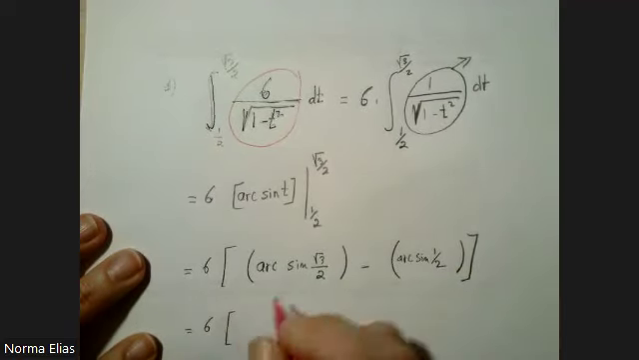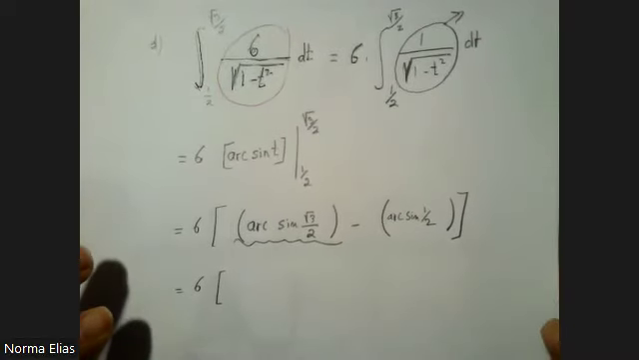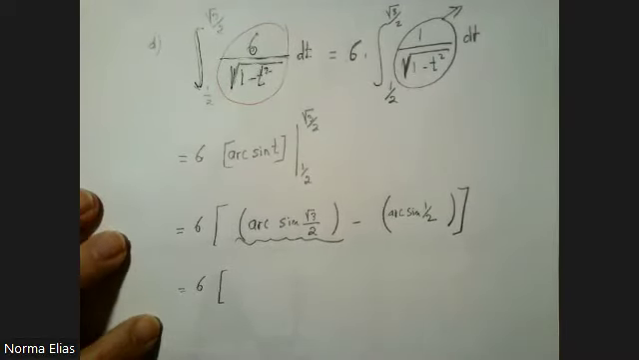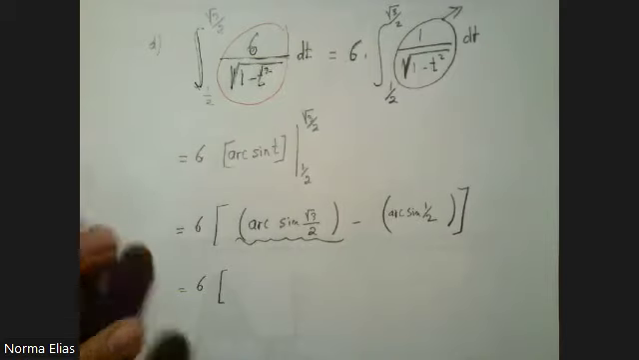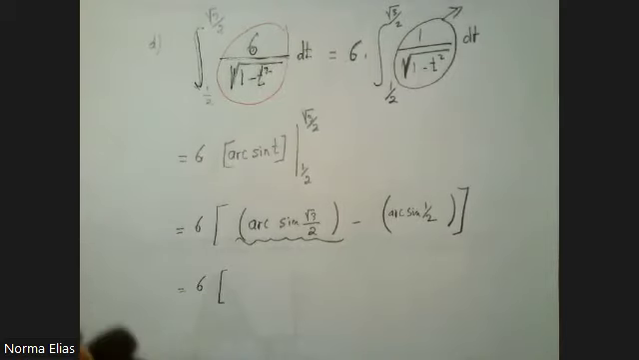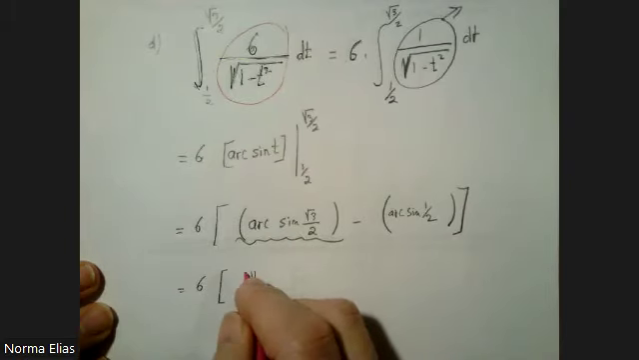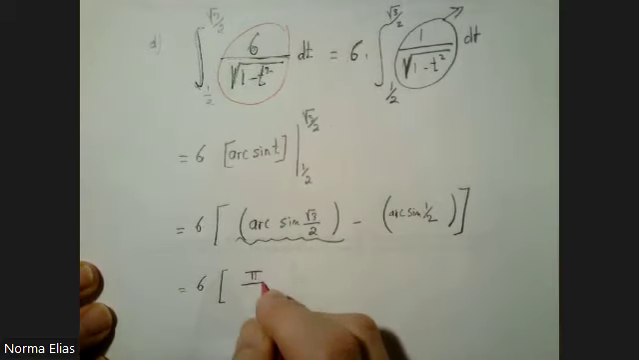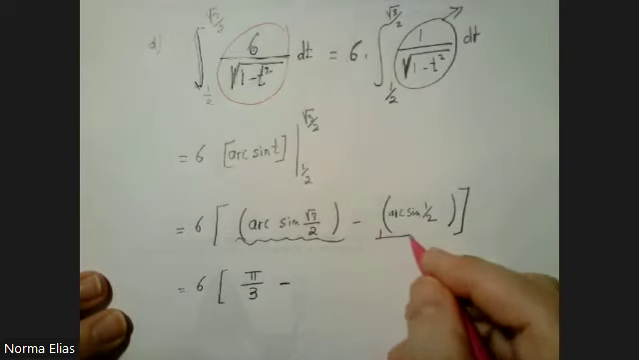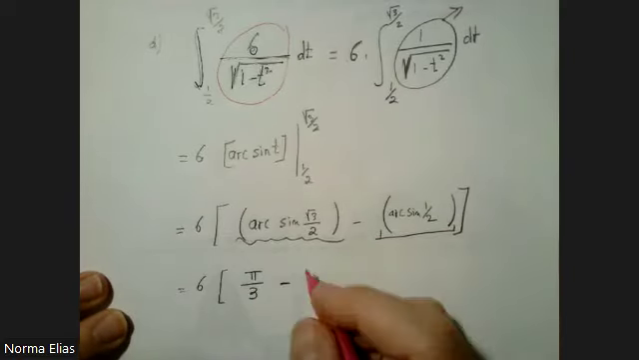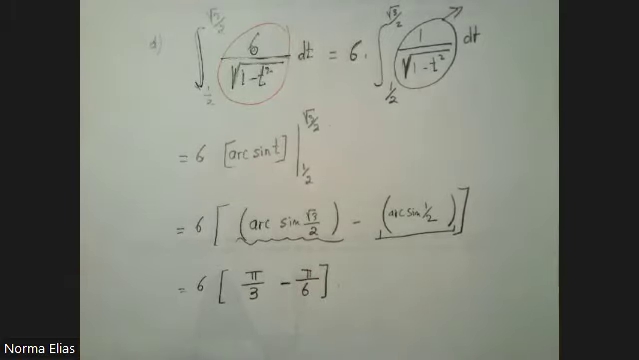So it's 6 times. Now, what is arc sine of the square root of 3 over 2? What is the angle whose sine is the square root of 3 over 2? Remember those? I expect you to know those. Is it pi over 6? No. That's pi over 3. And what's the angle whose sine is a half? That's pi over 6.